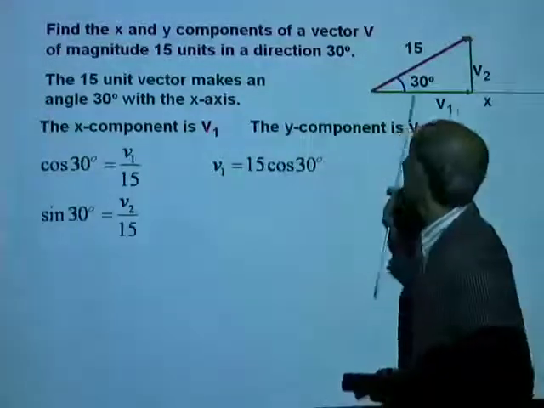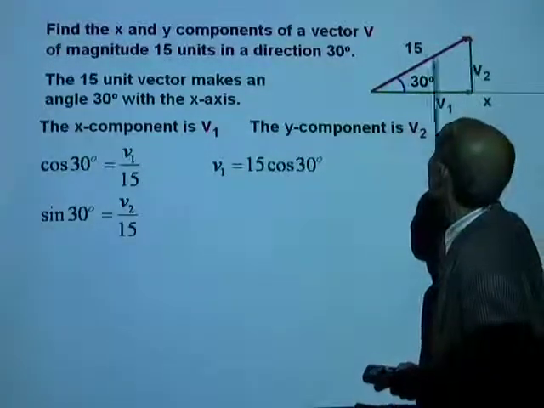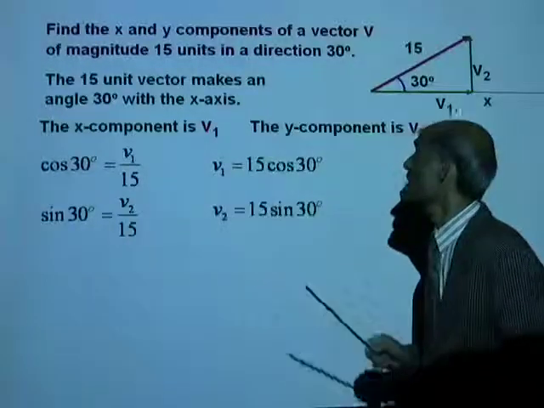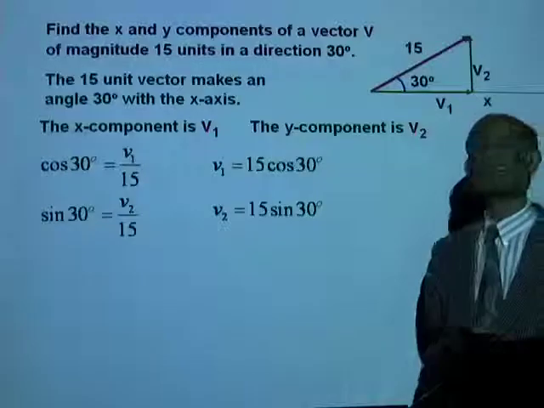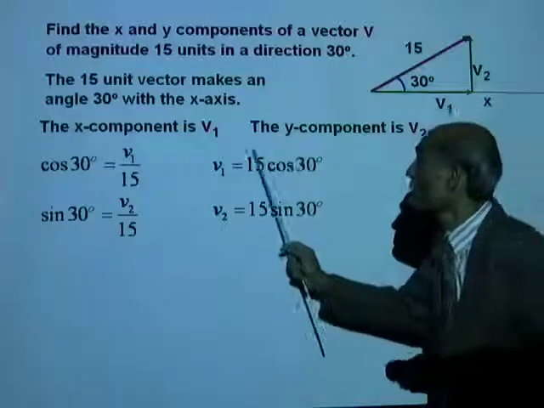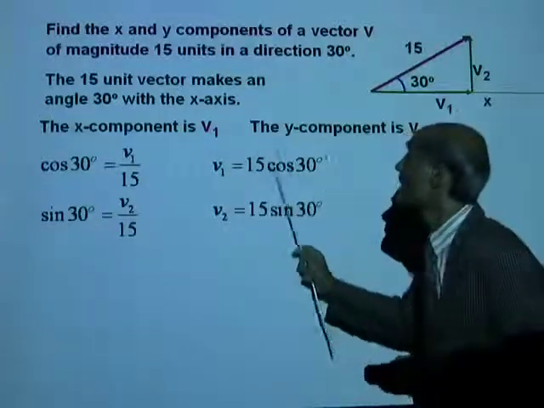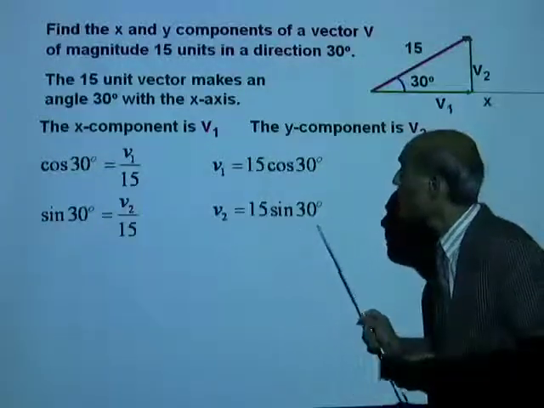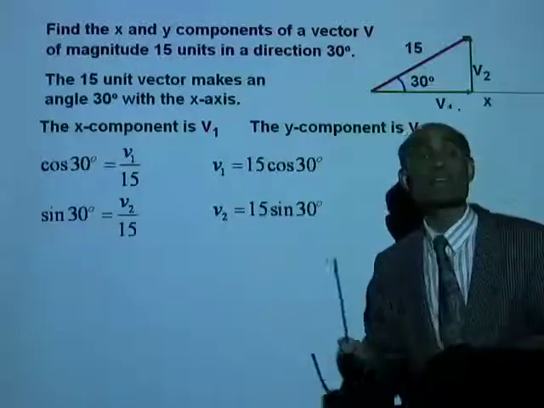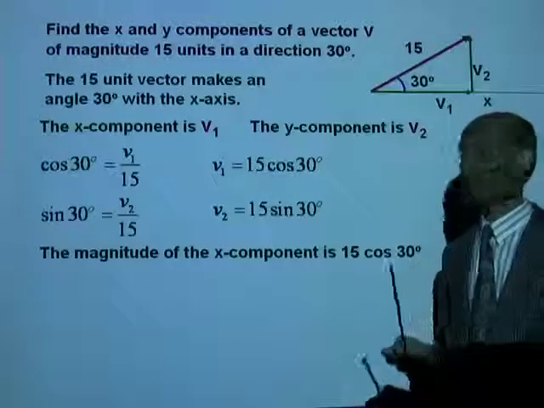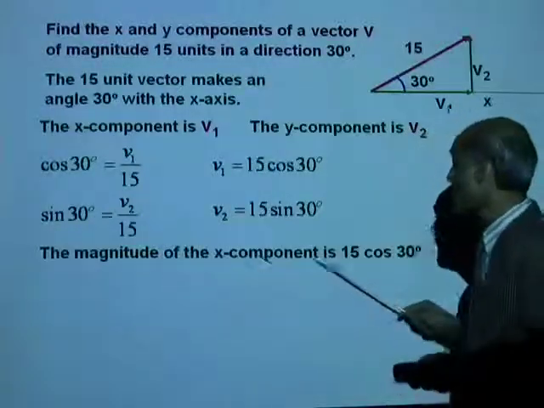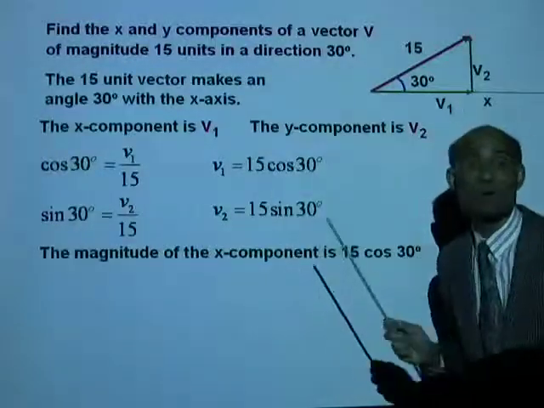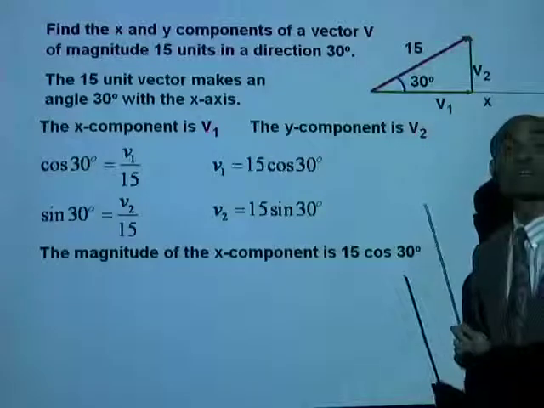And sine 30 degrees is v2 divided by 15. Therefore, v2 is 15 sine 30 degrees. So the x component of the vector is 15 cos 30 degrees, and the y component is 15 sine 30 degrees. This is the magnitude of the x component, 15 cos 30 degrees.